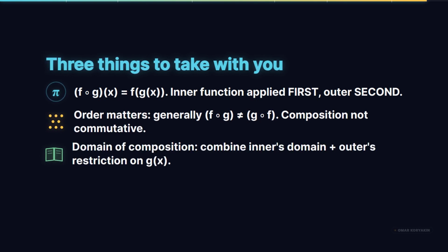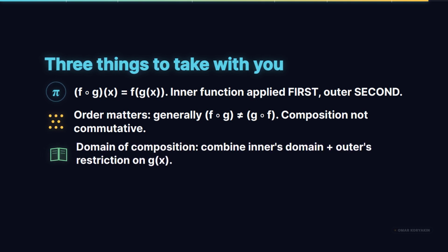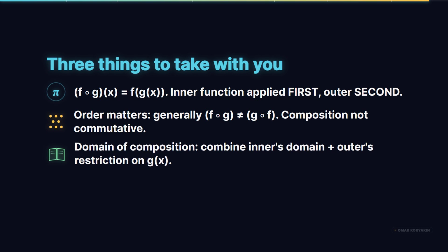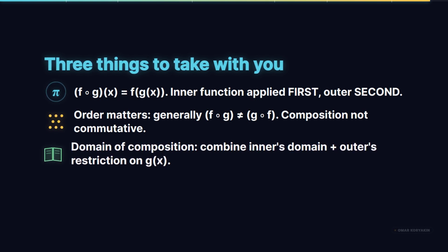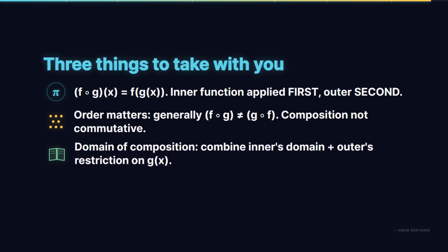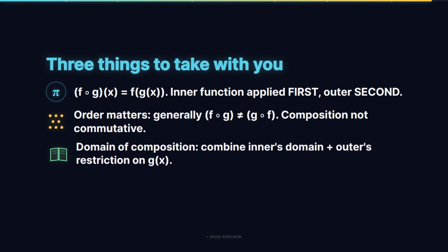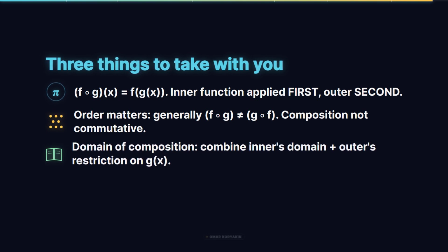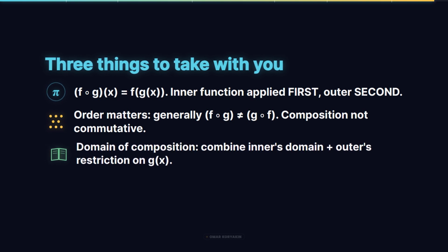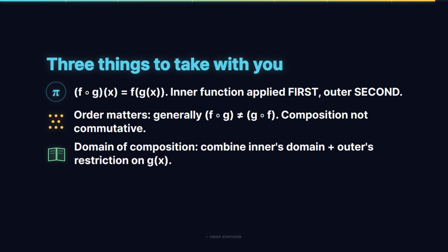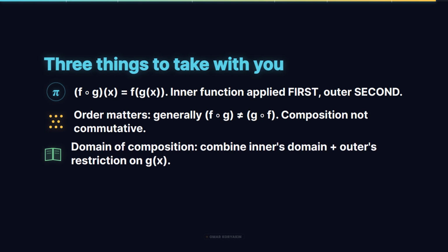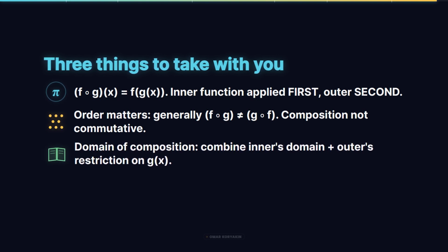Third, the domain of a composition combines two restrictions: any restriction on the input that comes from the inner function's domain, plus any restriction the outer function imposes on its input, which equals the intermediate value g of x. Both restrictions must be satisfied for the composition to produce a valid output. Always check both when writing the domain of a composed function.